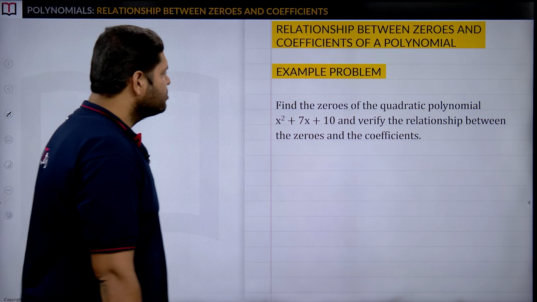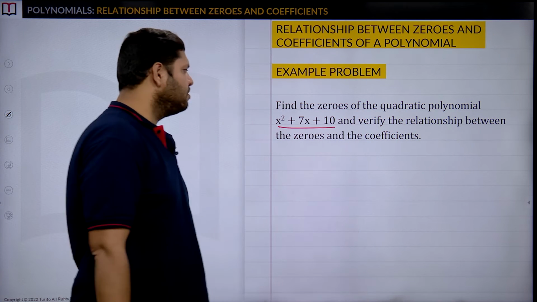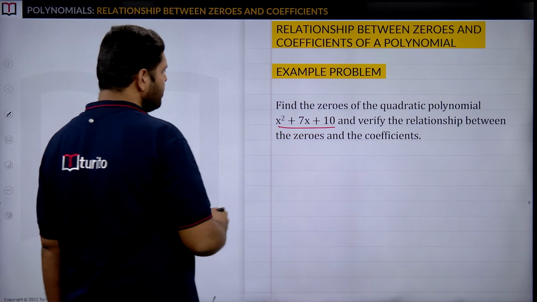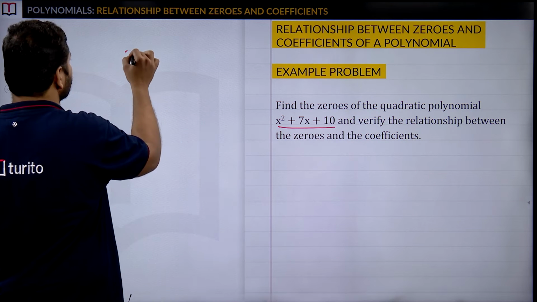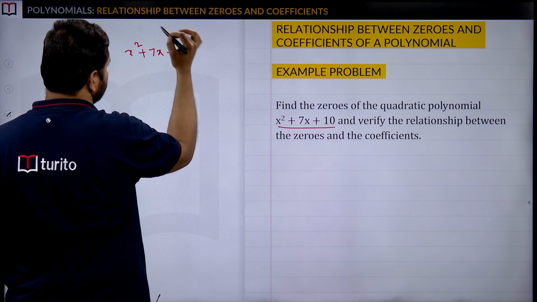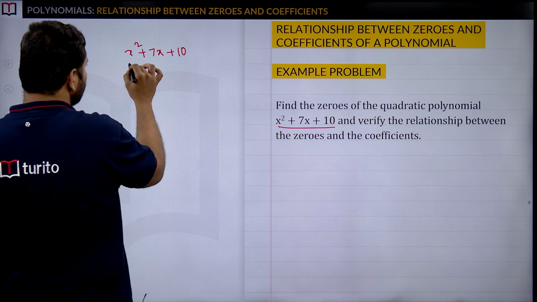Okay. Find the zeros of the polynomial, children, and verify the relation between the zeros and the coefficients. Children, first tell me what is the given polynomial? x square plus 7x plus 10. Okay? Then, first children do the factorization for this.